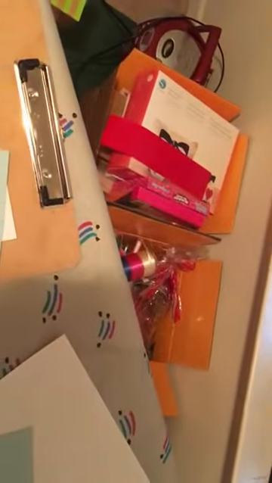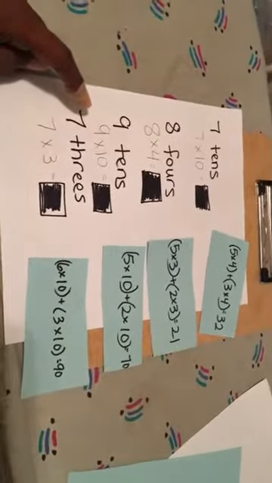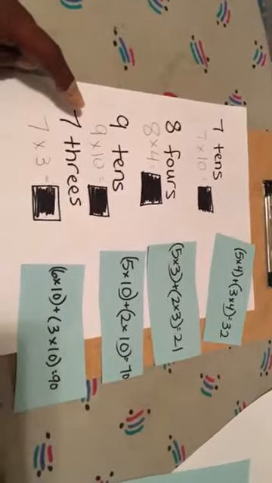So anyway, those of you that have the homework for Eureka Math, at the top you'll see some fruit. On the fruit, you have 7 tens, 8 fours, 9 tens, and 7 threes. At the bottom, you have some baskets, and you're supposed to match the fruit with the correct basket.